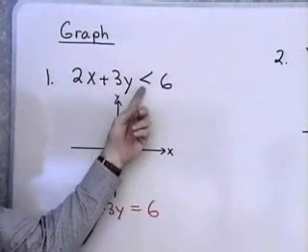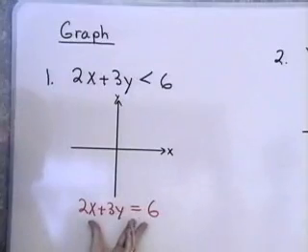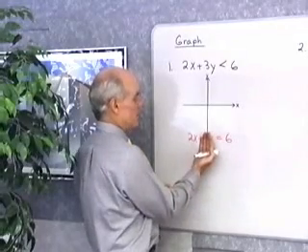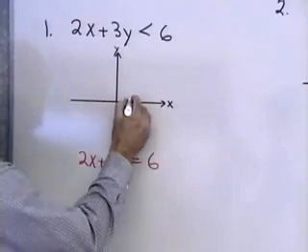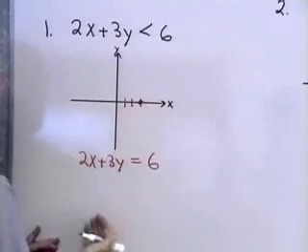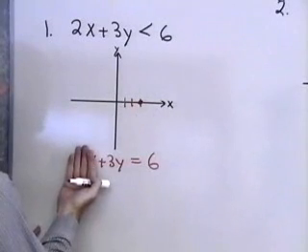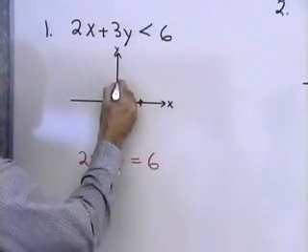So I simply replace the inequality symbol with an equal sign, and now I want to graph this. So I'll let y be equal to 0, then x is equal to 3. So 1, 2, 3, it goes through that point. And when x is equal to 0, y is equal to 2. 1, 2. So it goes through this point.